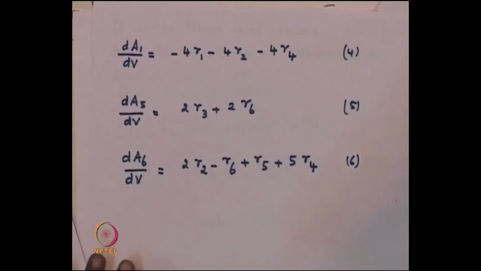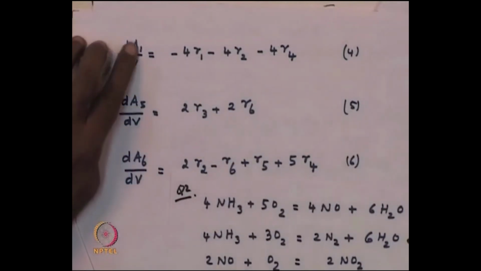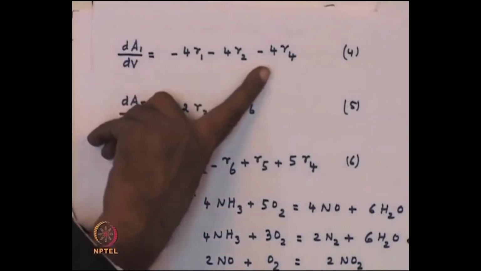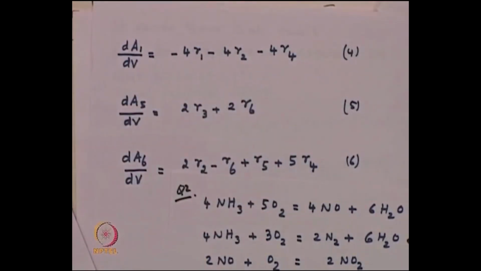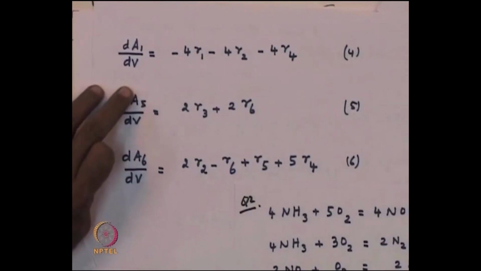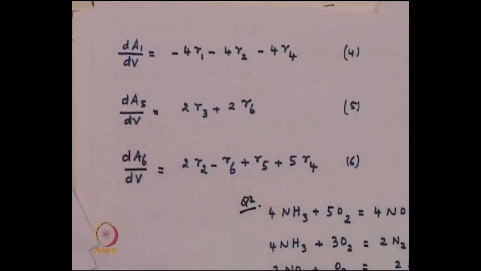Based on this, the rate at which A1 changes with respect to volume is given by minus 4 R1, minus 4 R2, minus 4 R4. Is it correct? Can you please tell me? d by dV of A1, is it correct? Can you just check and tell me? A1, d by dV, A2, A5 and A6. Tell me if it is okay. How do we check this?